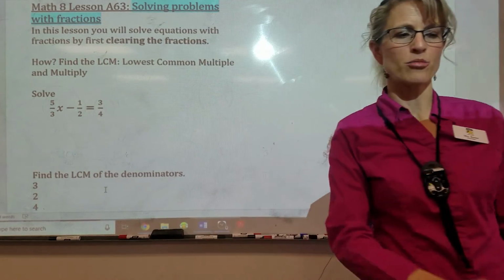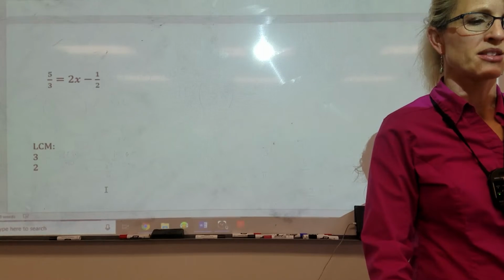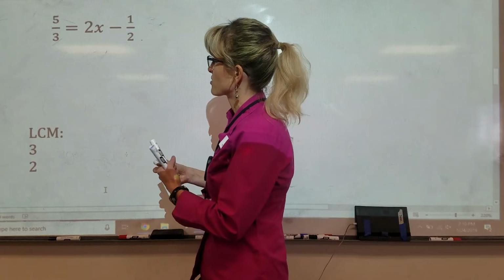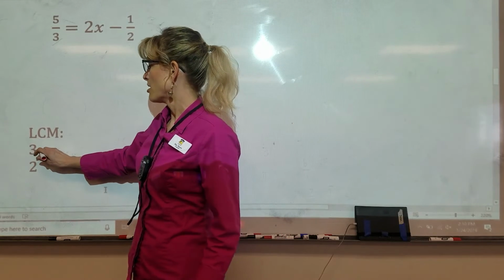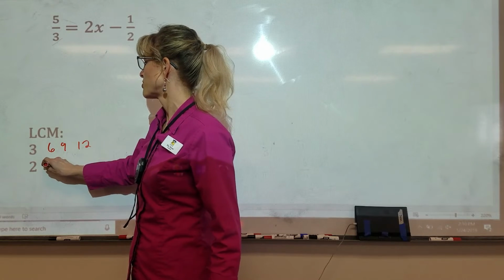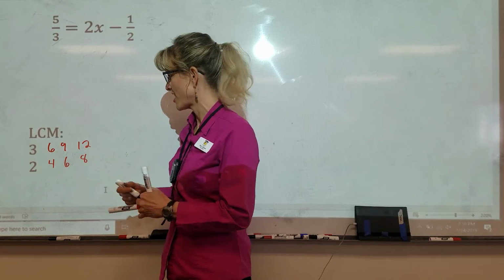You'll see in a couple more examples that sometimes it is faster to do it this way. So let's try this one. I'm gonna make it a little bit bigger. We've got 5/3 equals 2x minus 1. So I'm gonna find my LCM. My multiples of 3 are 3, 6, 9, 12. Multiples of 2: 2, 4, 6, 8. Looks like I've got something common already.